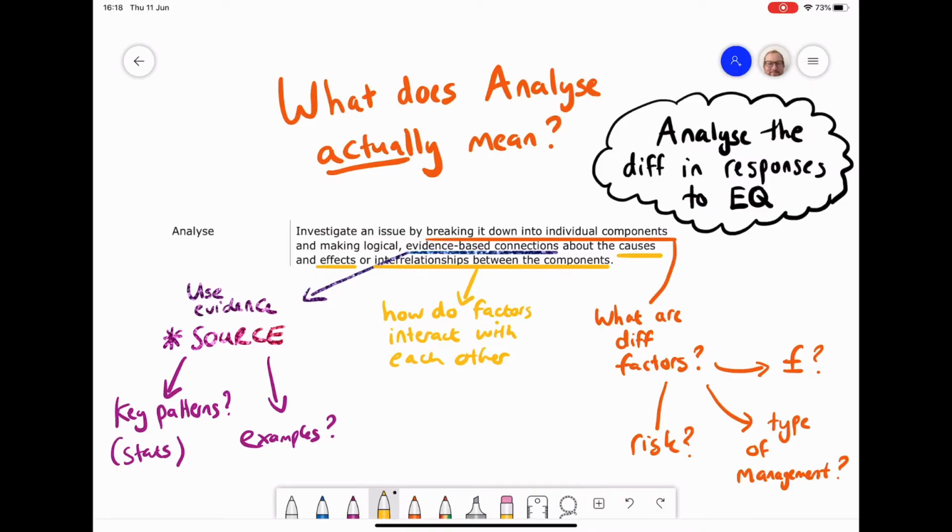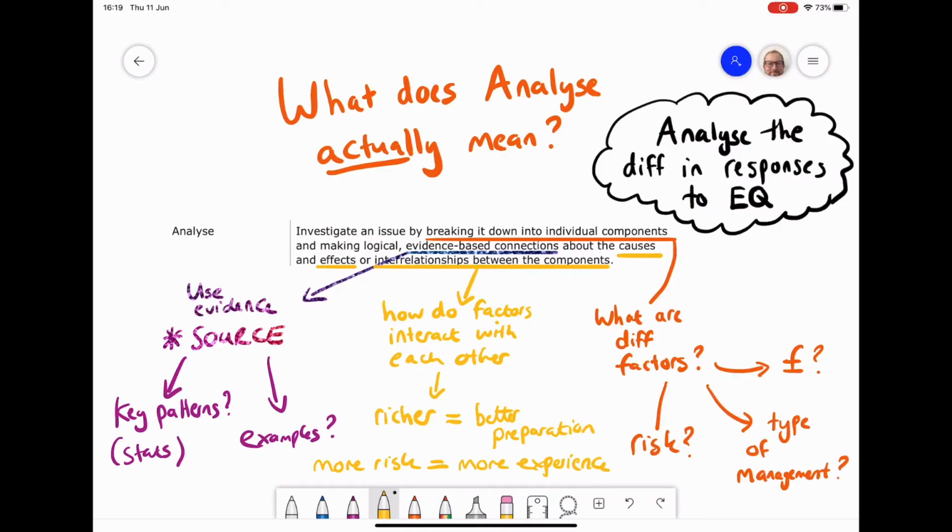Then I need to see how those factors interact and relate with each other. So, for example, it might be that I've talked about money, and I talked about management. And if you've got more money, you can manage better. If you've got a higher risk in your country, you might actually have more experience and therefore have more efficient management strategies. This is all we've taken from the source. We've tried to work out what factors I can relate from my knowledge of the course, and then I've tried to see how they interact.